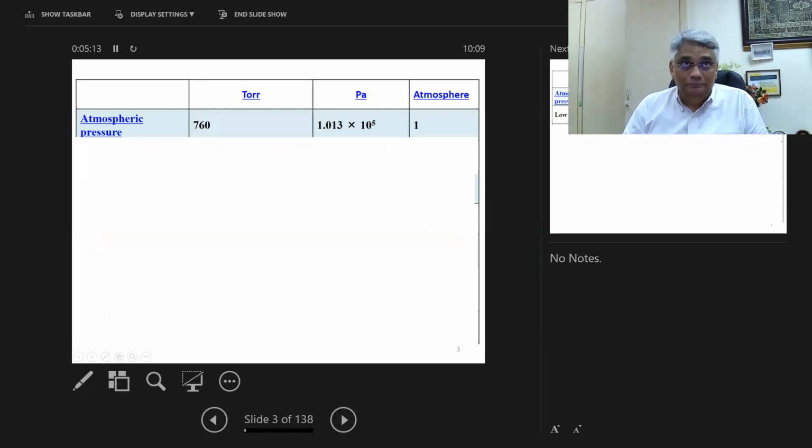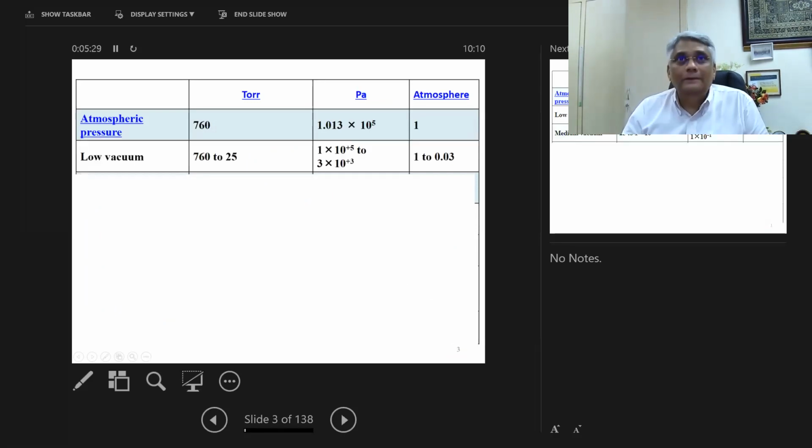Okay. Now, if you look at the pressure ranges, starting from atmospheric pressure, 760 torr, okay, and 1.013 into 10 raised to 5 pascals, and this is 1 atmosphere. Now, the low vacuum is defined as, in units of torr, anywhere from 760 to 25 torr. And this column gives you the value in pascals and atmospheres. That is low vacuum.